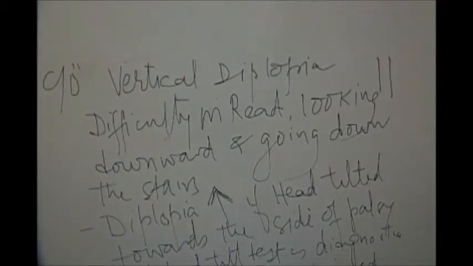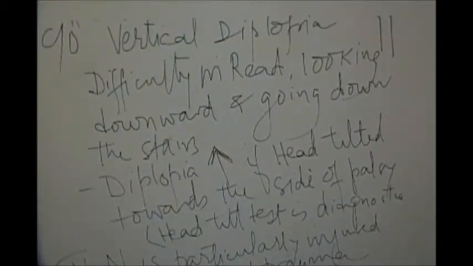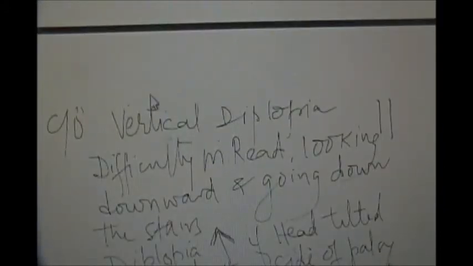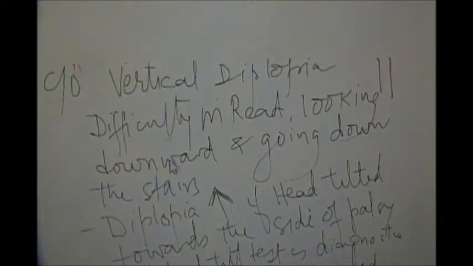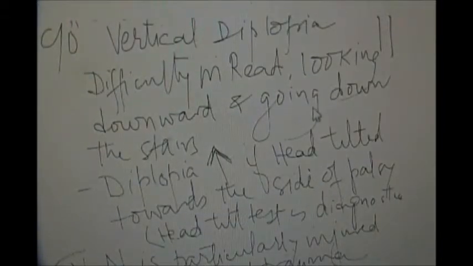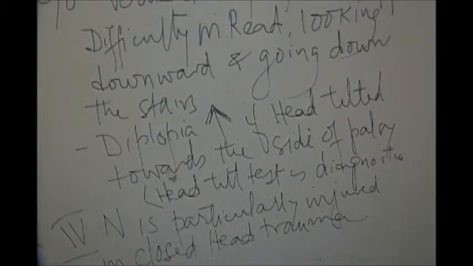If the fourth nerve that supplies the superior oblique is paralyzed, then there is vertical diplopia, and there is difficulty in reading, looking downwards and going down the stairs. The diplopia in superior oblique paralysis increases if the head is tilted towards the side of the palsy. The fourth nerve is particularly injured in closed head trauma.